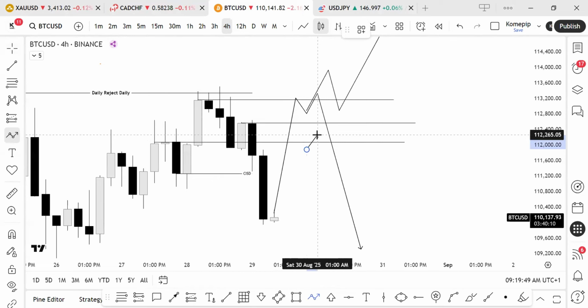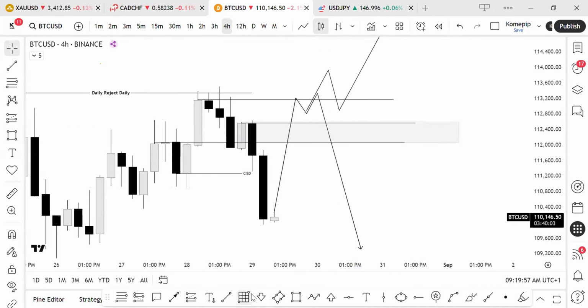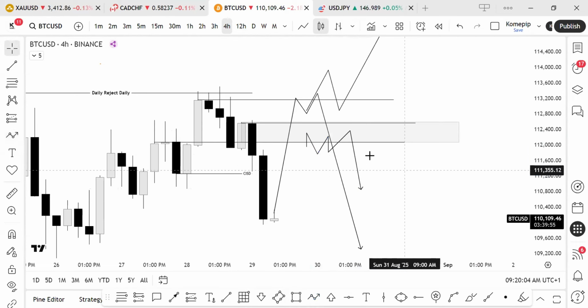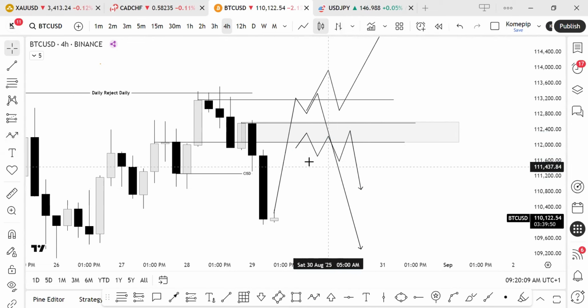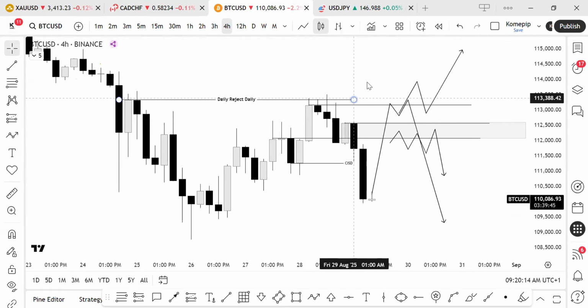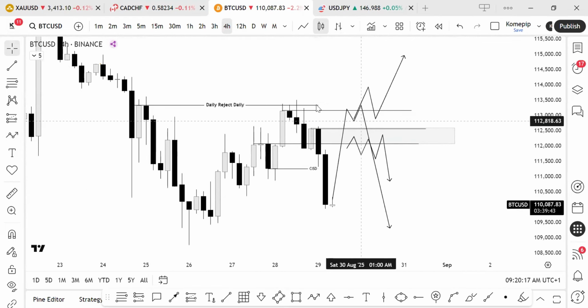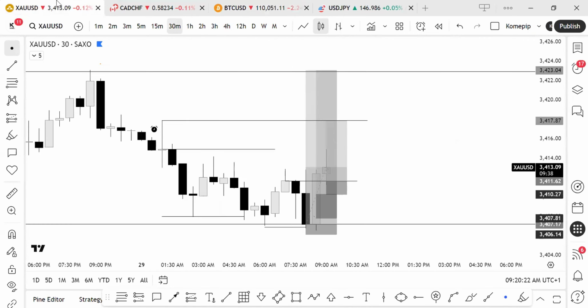If price comes here, look for confirmation around this level. So you want to take your setups within these zones. Okay, that's what you want to do. I hope it's clear. So for BTC, I am bearish, based on what we just analyzed together right now. I hope that's clear. Is that clear enough?